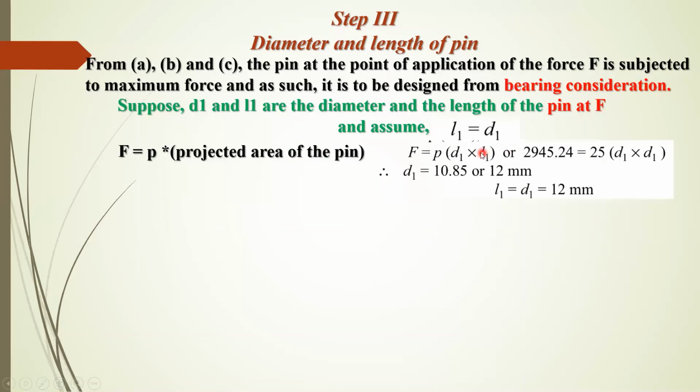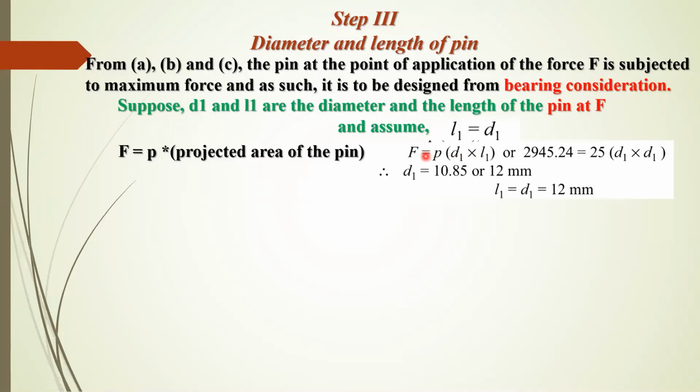By assuming that, how do we find the dimensions of that pin? We have to find the dimensions based on the bearing consideration, which means bearing pressure. P is the bearing pressure in the pin, which is given in the problem. Bearing pressure is the force divided by the projected area of the pin. That is the design of the pin by the bearing consideration. Rearranging in terms of force, F is equal to P, the bearing pressure, into the projected area of the pin. The projected area of the pin is the diameter into the length, that is the rectangular section, which is the projected area of that cylindrical pin.